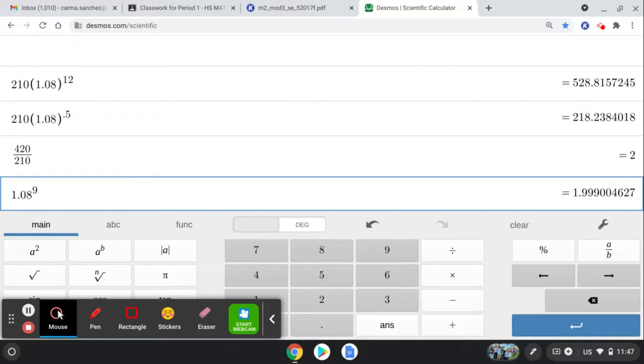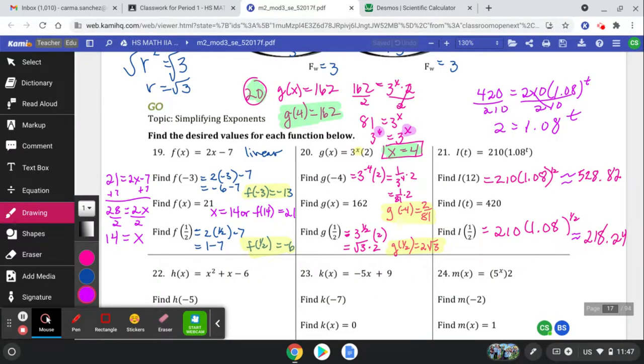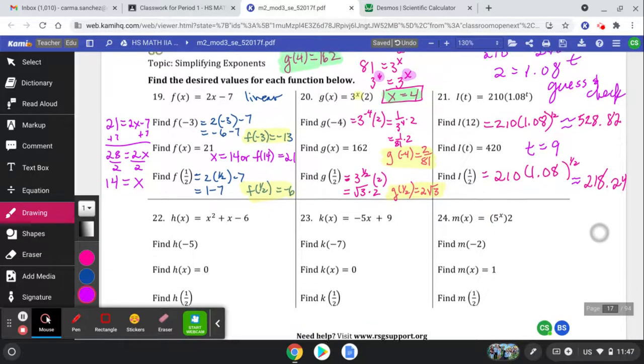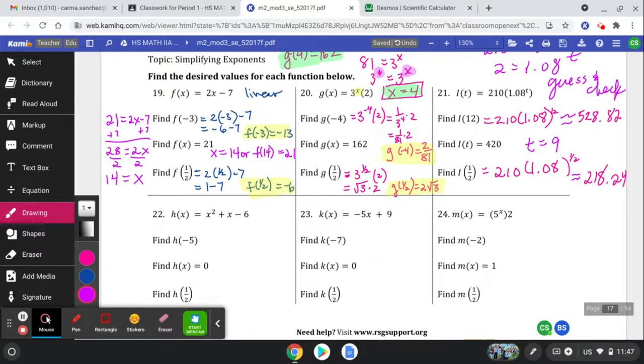That's my power. So I just did the guess and check method to get that t would equal 9 because I don't know logarithms yet. I don't know how to use that kind of a function to work backwards to get that variable. So we just test it out to see 1.08 to the power of what would equal 2.